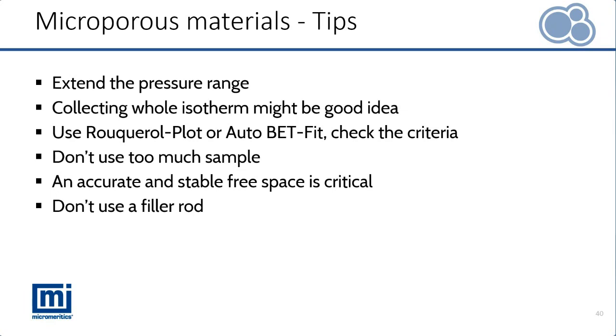Microporous materials typically have large pore volumes and adsorb large amounts of adsorptive. So having too much sample in the tube will lead to longer analysis times. Having a stable free space is a critical factor in the experiment. And Micromeritics isothermal jackets technology offers a simple but ultimately highly effective way of maintaining a stable free space over the time scale of the experiment.